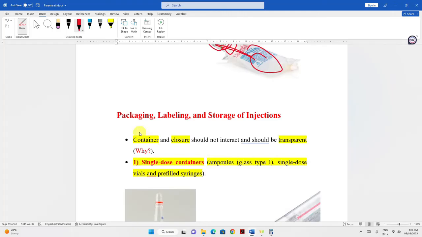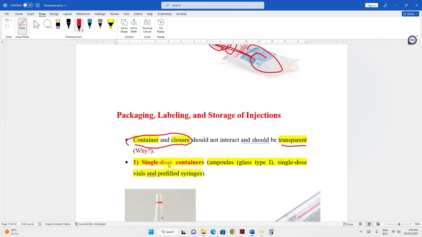Now, regarding the packaging, we have to pay attention that the container and closure should not interact with the product inside. Also, it has to be transparent. Okay, it can be amber color, but you should be able to see through. Why? Because always, and remember this, before you do the injection, you have to inspect visually the container. If it should be clear, then it should be clear. If it should be uniformly cloudy, then it should be uniformly cloudy. So it should allow you to inspect.